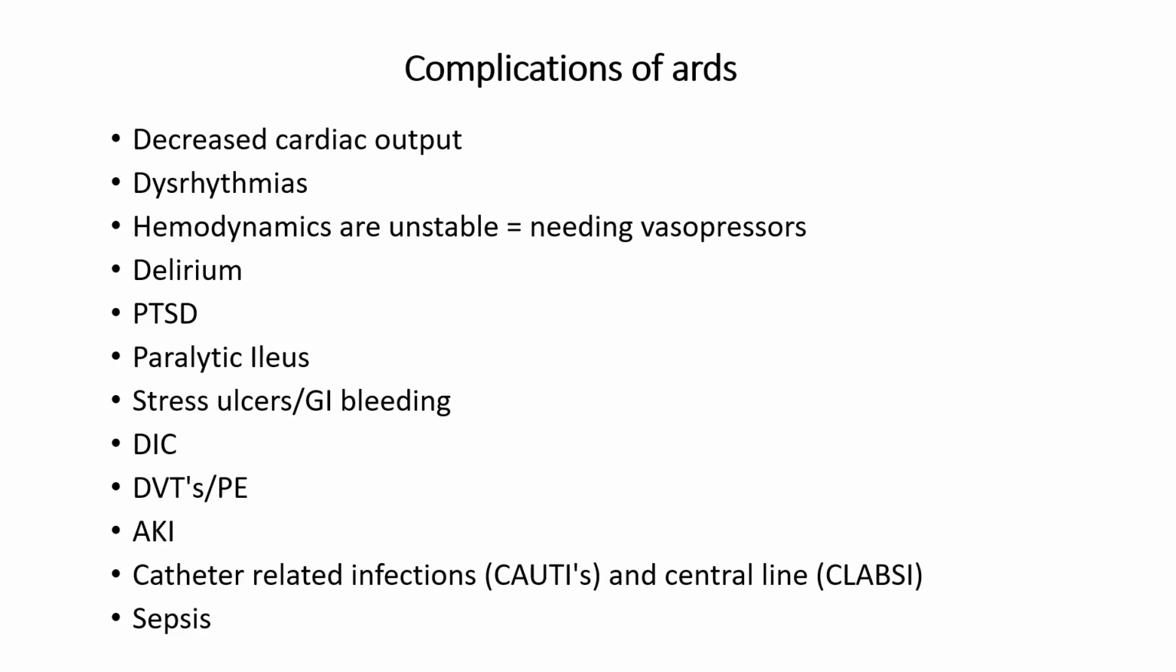DVT or PE, and this is because ARDS patients are often immobile and sedated. They are at risk for blood clots, so these can travel to the lungs and cause pulmonary embolism, making respiratory failure even worse. Acute kidney injury, because of the poor oxygenation and poor perfusion, therefore kidneys suffer. So you'll see hypotension. This is because hypotension or sepsis or any nephrotoxic drugs and low cardiac output all contribute to this. So some ARDS patients may require dialysis.